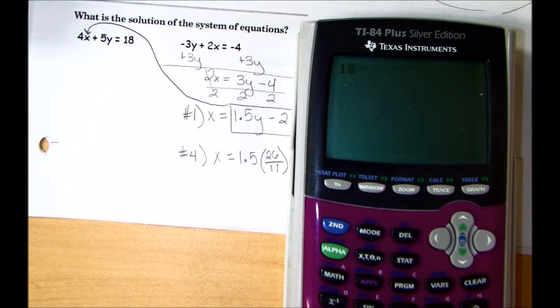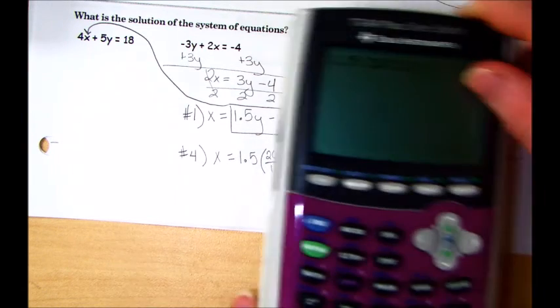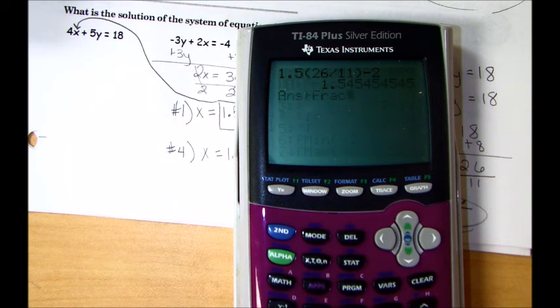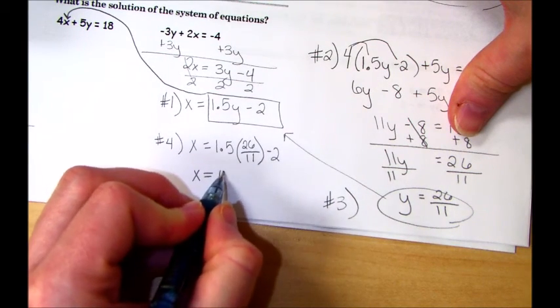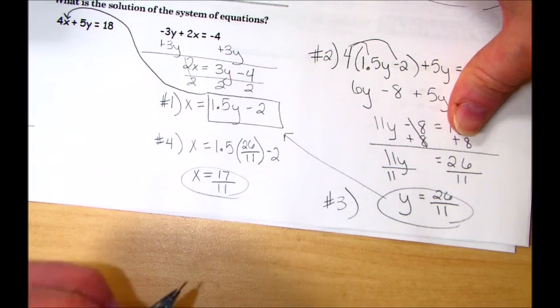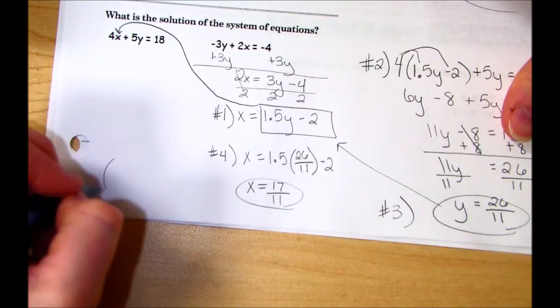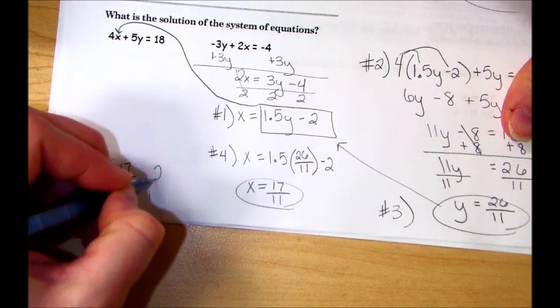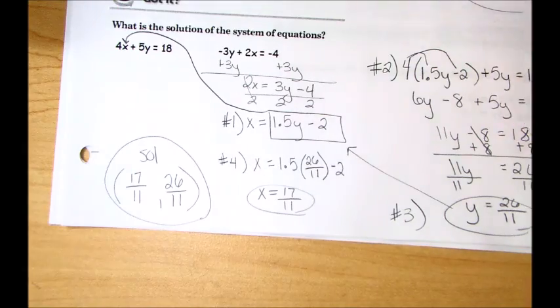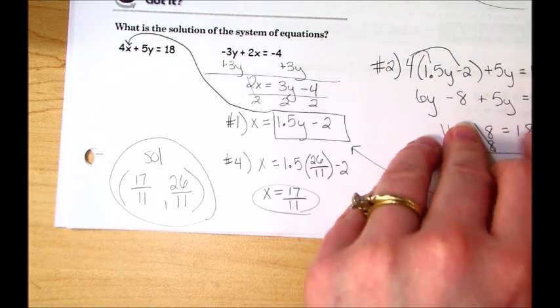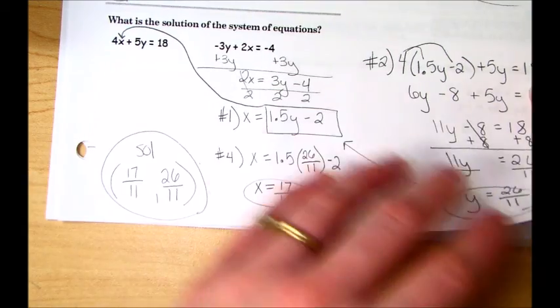Ready? 1.5 times 26 over 11. What do we got to do? Minus 2 after that. Change it to a fraction because that is a super ugly decimal. We get positive 17 over 11. x equals 17 over 11. It's always nice once we get our 2 final answers to write them out on the side. That way I see you know it would be a point on the graph. You would never be able to solve that using graphing, by the way. You would have no idea that, oh, that crosses at 17 elevenths and 26 elevenths.